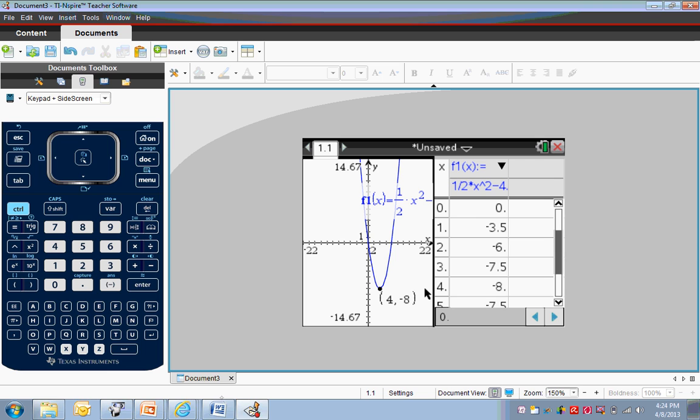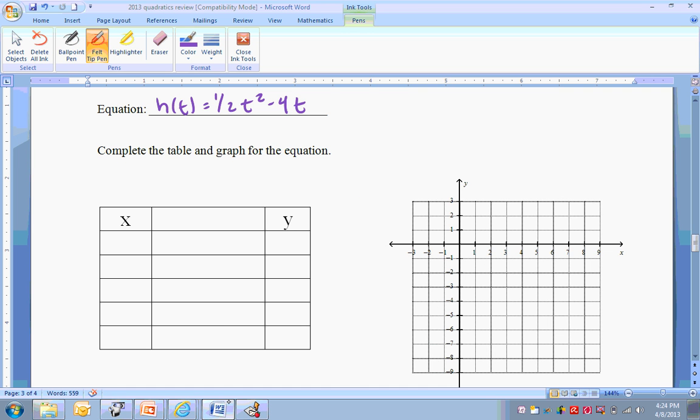So let's go ahead and go back and fill in our answers and fill in our table. When the x value was 0, the height of the seagull was 0. When there was 1 second, the seagull was negative 3.5 feet. At 2 seconds, it was negative 6. At 3, it was negative 7.5. At 4, it was at negative 8. And then at 5 seconds, it starts coming back up to negative 7.5 again.